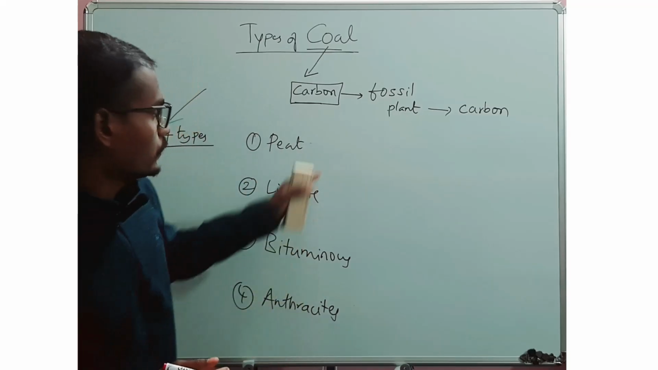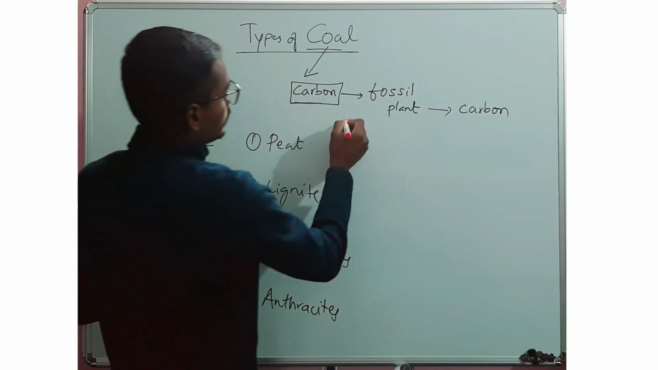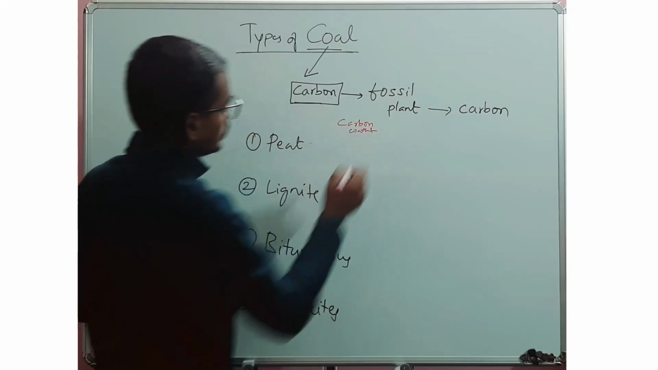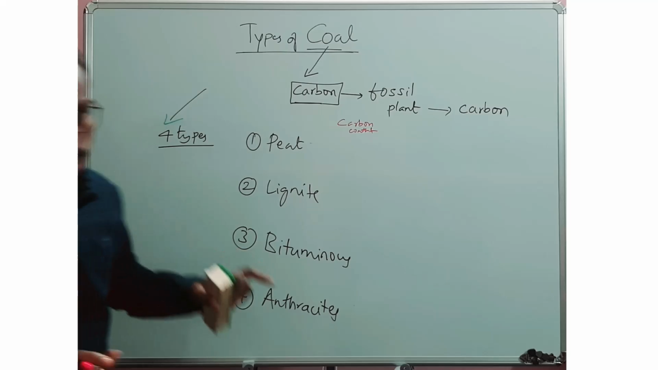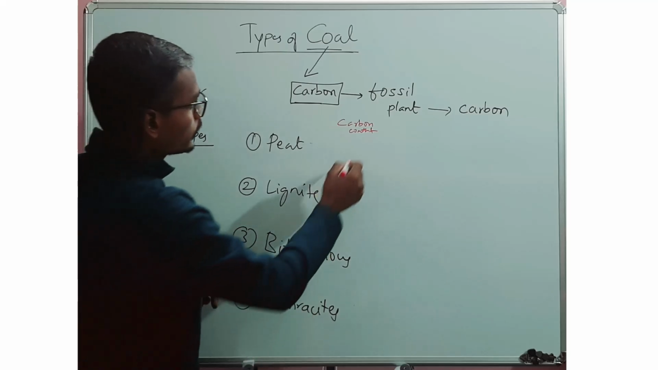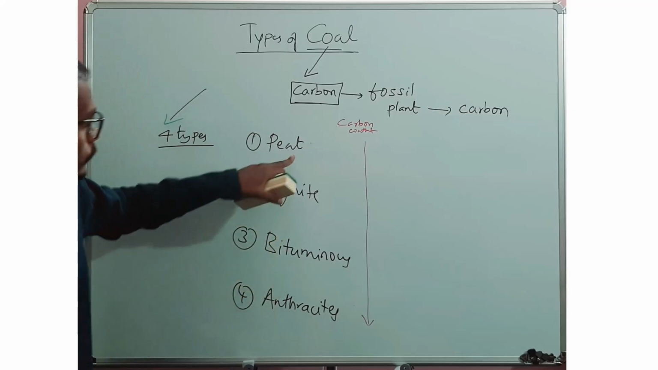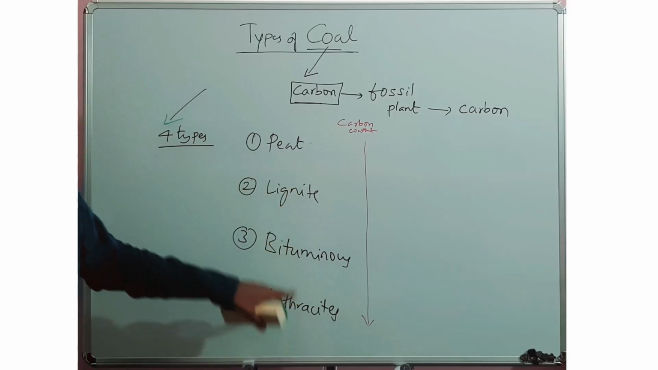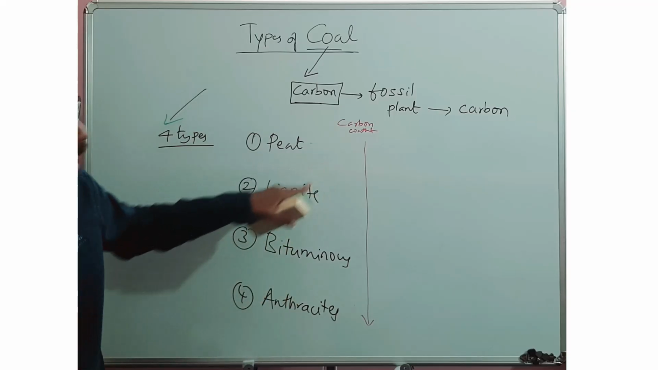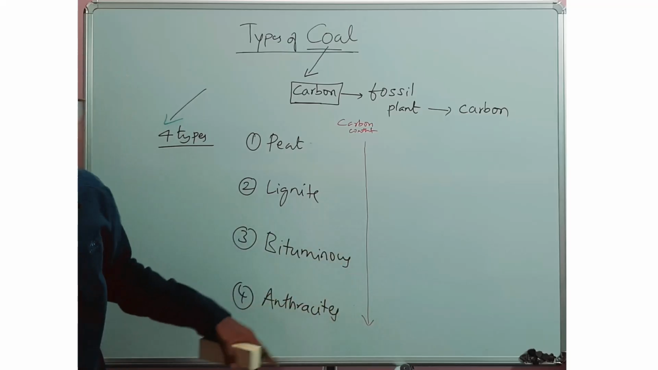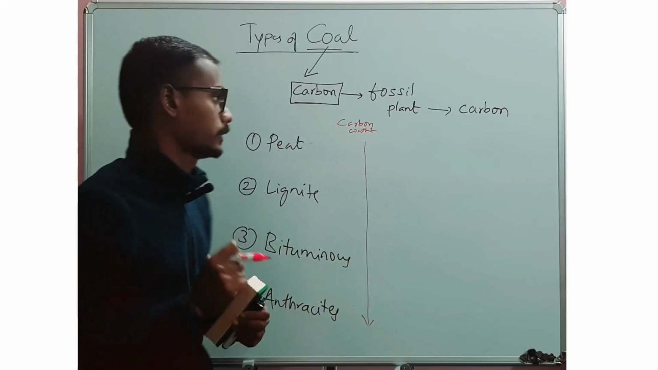The first point is carbon content. How does the carbon content vary in these four types? As we already know, the carbon content increases as we go down. Peat has less than 40%, then 40 to 50%, then 60 to 80%, and anthracite has more than 80% carbon content.